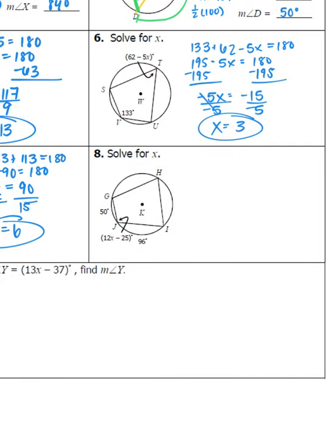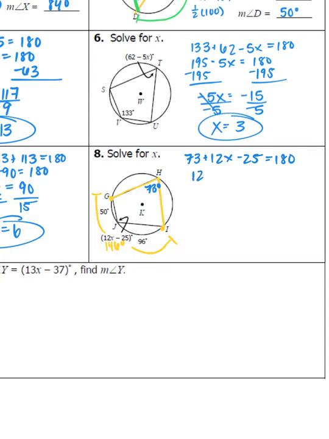All right, same idea for number 8. We need to find the measure of angle H. So I'm going to add up the two arcs between G and I. And 50 plus 96 gives me 146. But again, we only want half of that. So this angle would be 73. So I'm going to add 73 plus 12x minus 25. Set that equal to 180.